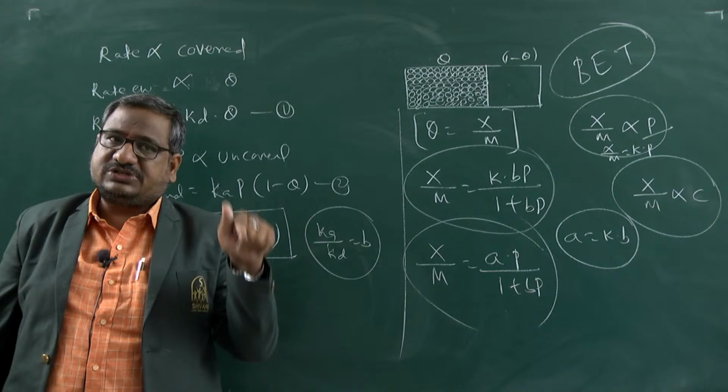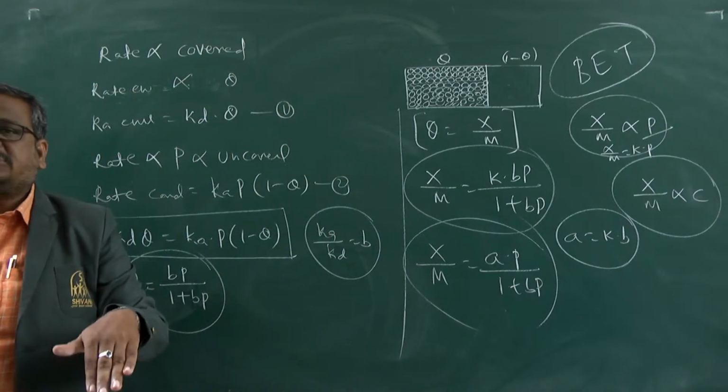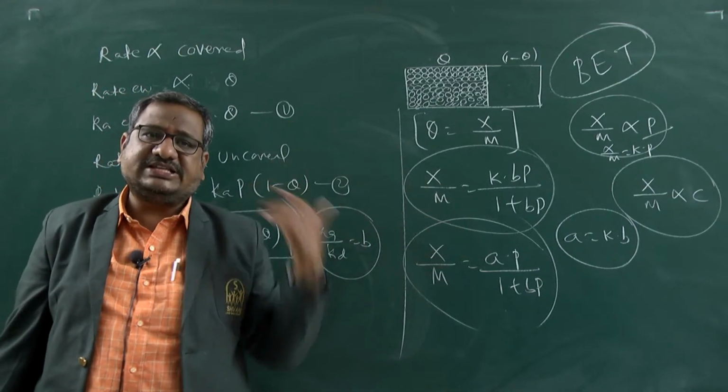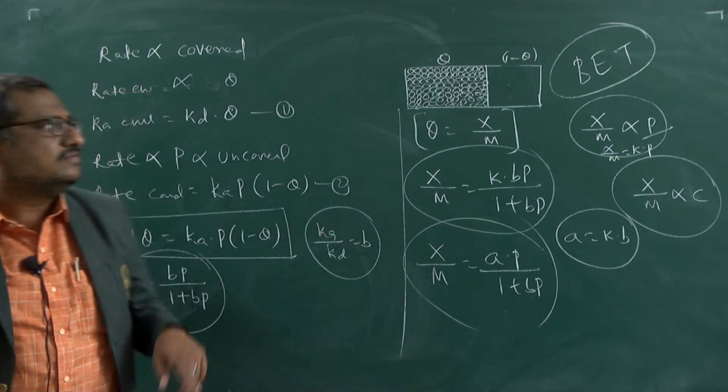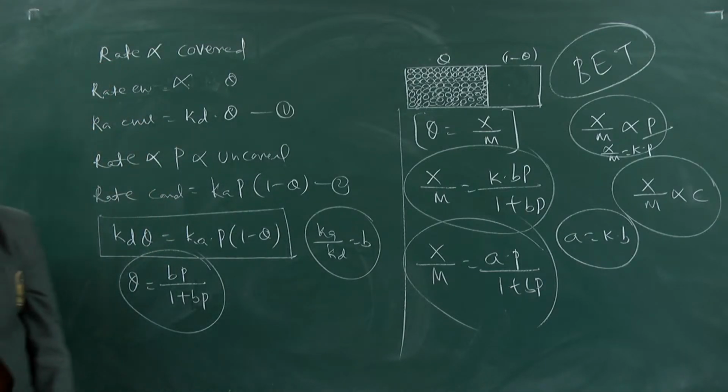On the uncovered area adsorption takes place, and molecules come and get deposited in the empty places. Empty place means the molecules ejected from the covered area. That is the reason for the covered area and uncovered area. So, the rate is directly proportional to the covered area. That is, the rate of evaporation depends on the covered area.